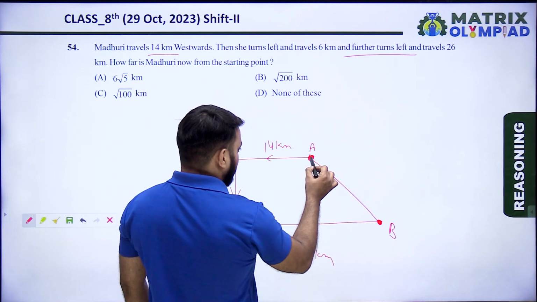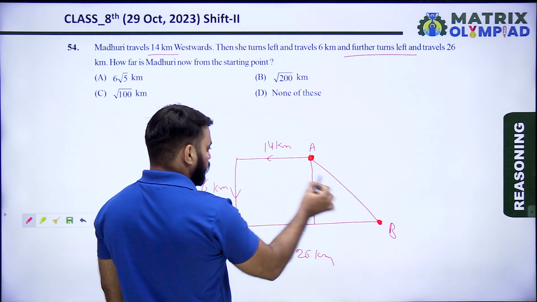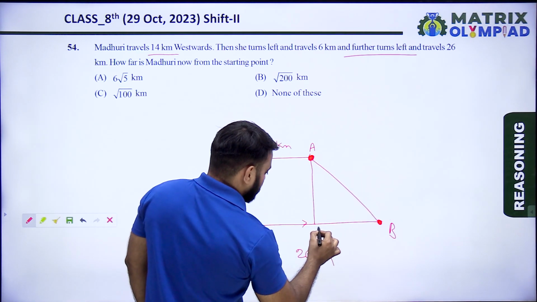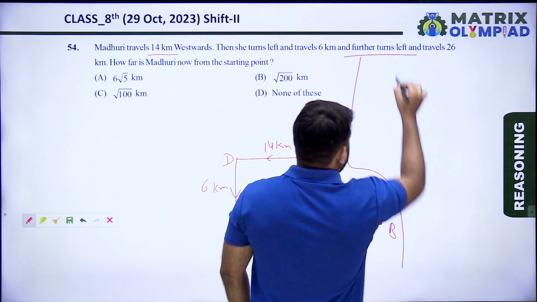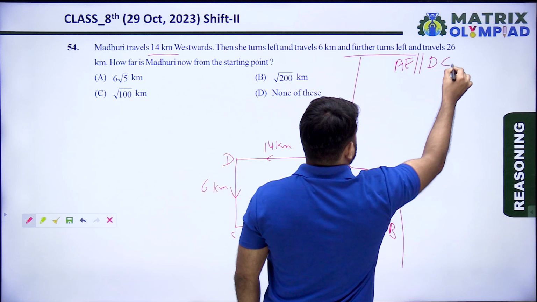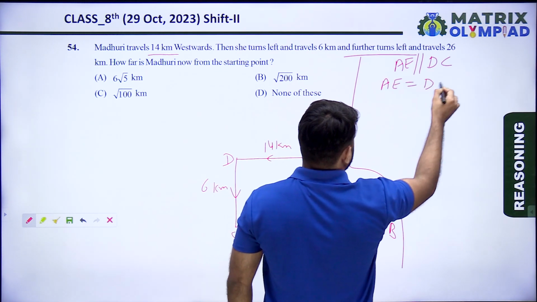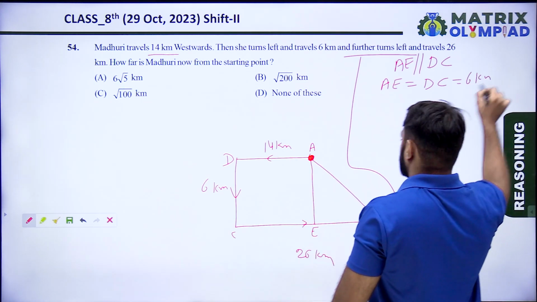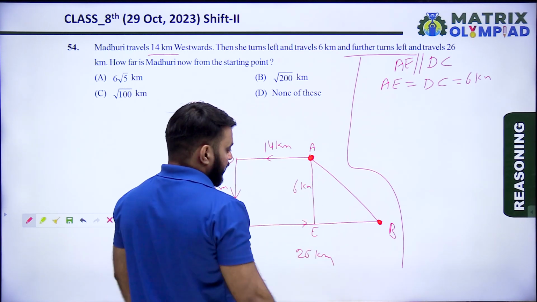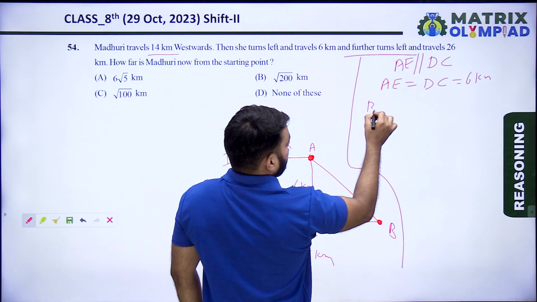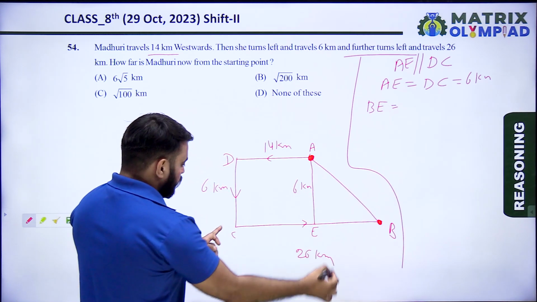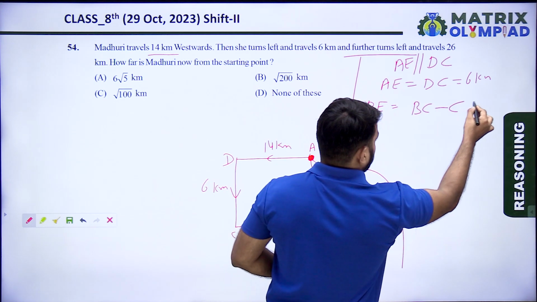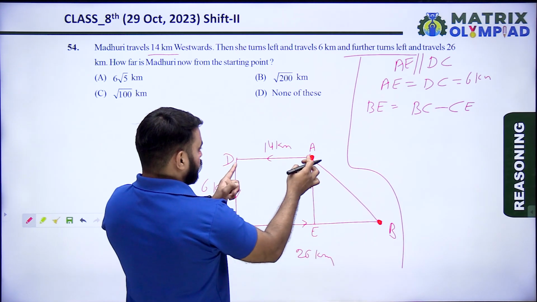First, draw a line parallel to DC, and let's suppose it's AE. So AE is parallel to DC and AE is equal to DC. According to this, both are 6 kilometers. Now find the value of BE. BE is equal to BC minus CE. CE is equal to DA.